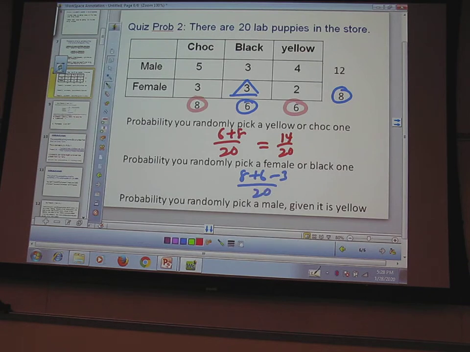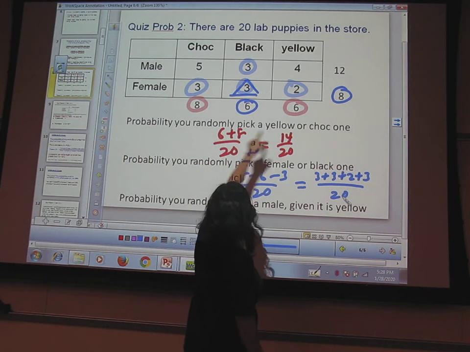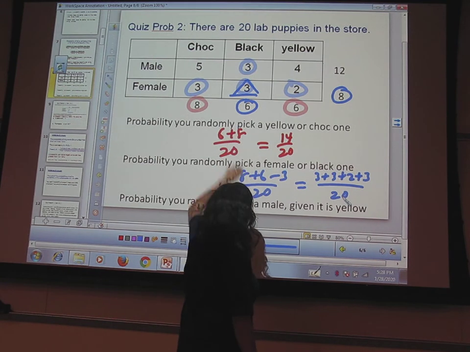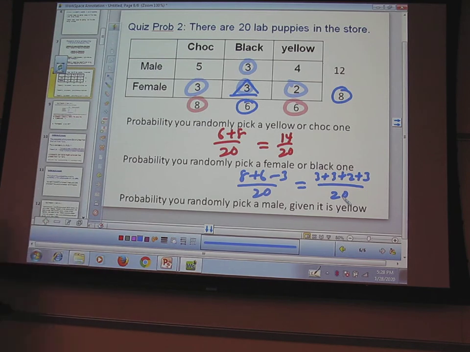Or you could have done it this other way. You could have just added up all the females and the black ones: 3 plus 3 plus 2 plus 3, right? You get the same thing. Doesn't matter which way you do it. You guys see what I'm talking about? Those four blue light circled ones are the groups that are either female or black. You can just add those up, and you get the same thing. You get 11 out of 20 either way.